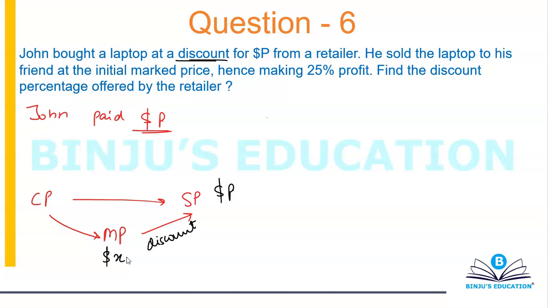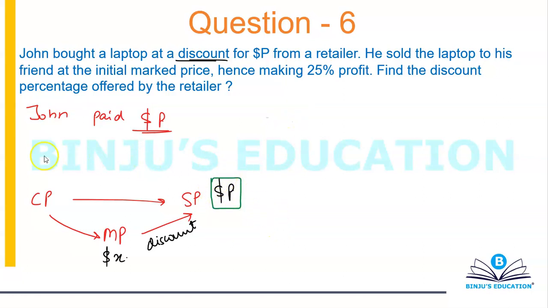Now, when he is selling it to his friend, let's think from the friend's perspective. When he is selling it to his friend, the amount for which John purchased the laptop will become the cost price of the laptop, and the amount paid by the friend will become the selling price of the laptop. Now for the friend, I can say that this will become the cost price.